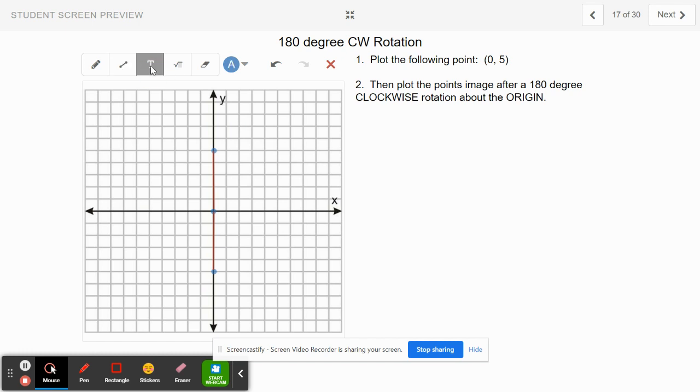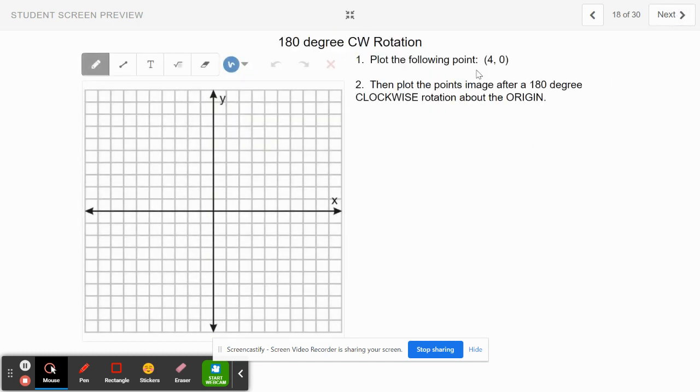And if we look at those coordinates and compare them, it was 0, 5, and now it's 0, -5, right? So in the 90 degree case, they changed positions. Well, in this case, it looks like they're not changing positions. What does it look like? It looks like the y, at least for now, is changing to its opposite. So let's try another example.